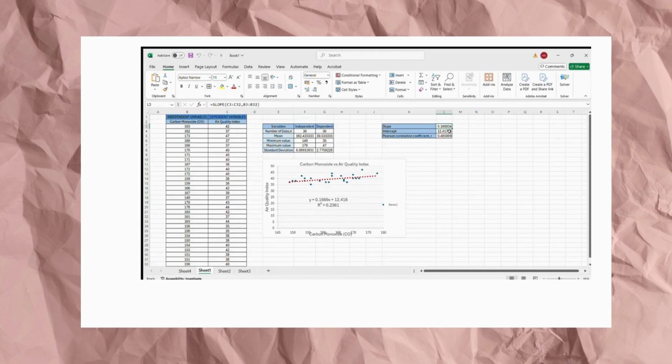Then after that, for the intercept, I use equals INTERCEPT of C3 to C32, that is the air quality index. Then after that, B3 to B32 for the carbon monoxide, so we will get this intercept. So that's all.